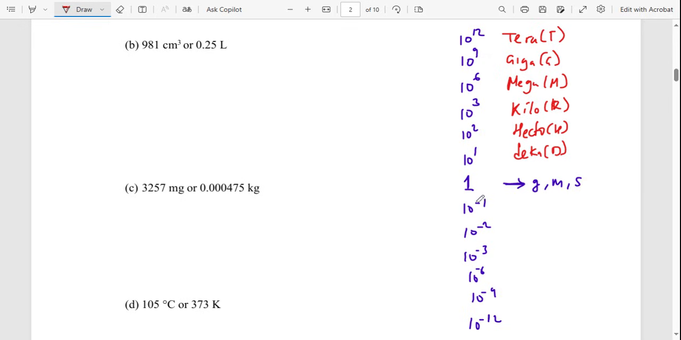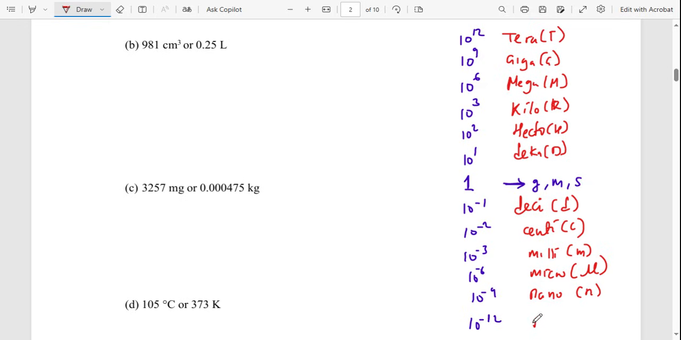Going to the negative ones, 10 to the power negative 1 is known as deci, so it's a small d. 10 to the power negative 2 is centi, small c. 10 to the power negative 3 is milli, small m. 10 to the power negative 6 is micro. But because we already have small m, we don't use it also for micro. Instead, we use mu, that's the symbol. 10 to the power negative 9 is nano, small n. 10 to the power negative 12 we call pico, small p. So these are the references, this is what you use.